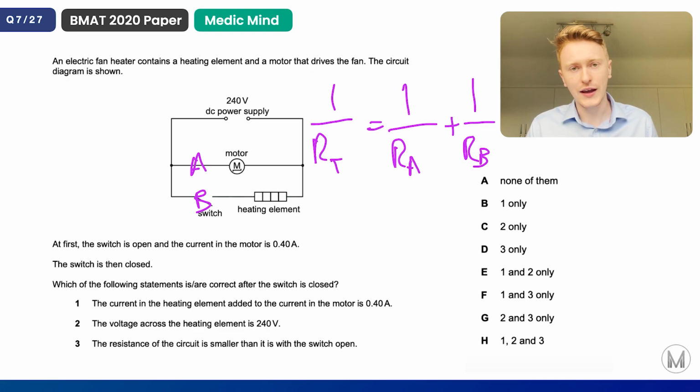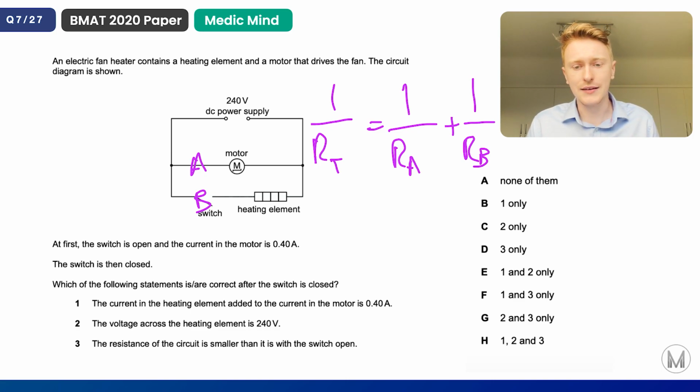So when we appreciate statement number 3, the resistance of the circuit is smaller than when it is with the switch open. That is absolutely correct, because now we've given an alternative route through which electrons can flow. We've given them a bit more of an option, if you like, and therefore the resistance should be less, and you can see that from the equation, because these will all be inverses.